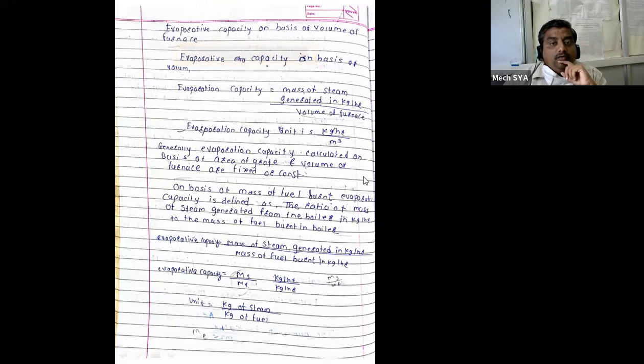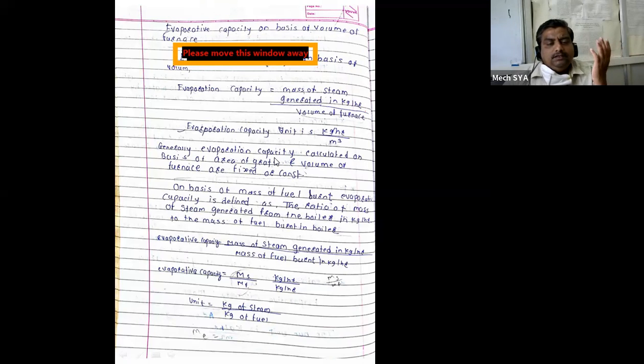So these are the two evaporative capacities we can express on the basis of area of grate and volume of furnace. Now, when a boiler is manufactured, its grate area will remain constant throughout the life of that boiler. Similarly, the volume of furnace of the boiler will also remain the same throughout the life of the boiler.